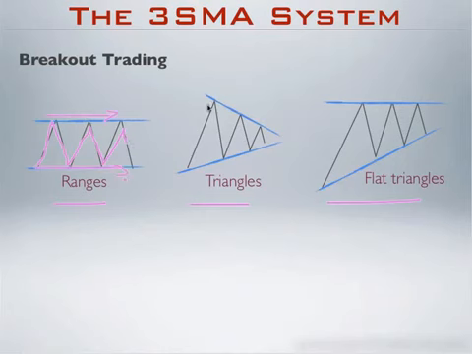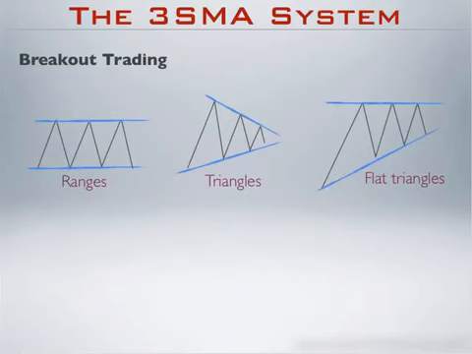Triangles, where price compresses within two opposite trend lines towards the vortex, and then flat triangles, where we have one trend line and then we have one horizontal line. Basically, this trend line compresses price towards the horizontal level. These are the most reliable shapes of all.